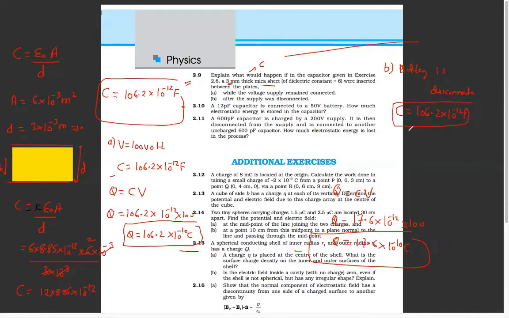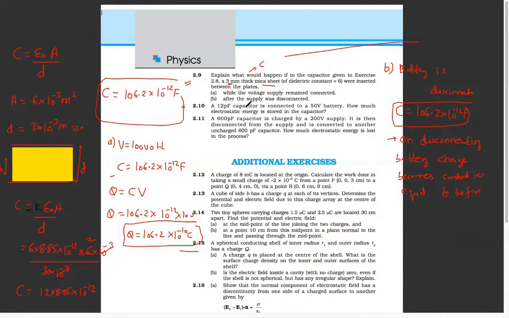But on disconnecting the battery, charge becomes constant. Remember this thing: whenever you disconnect the battery, charge becomes constant. Constant means the charge before the introduction of the dielectric, the charge that we calculated in section number 2.8.